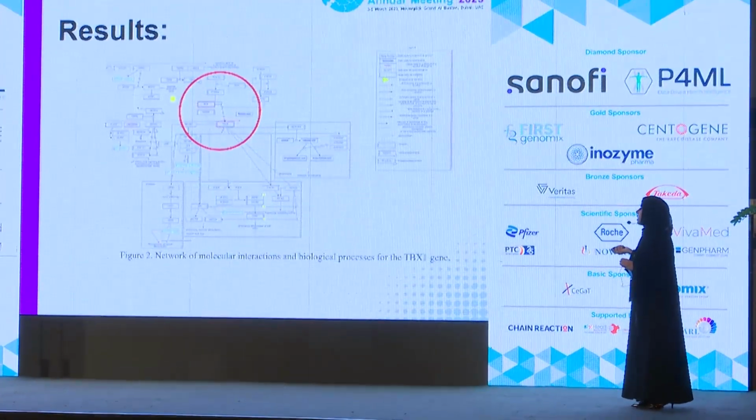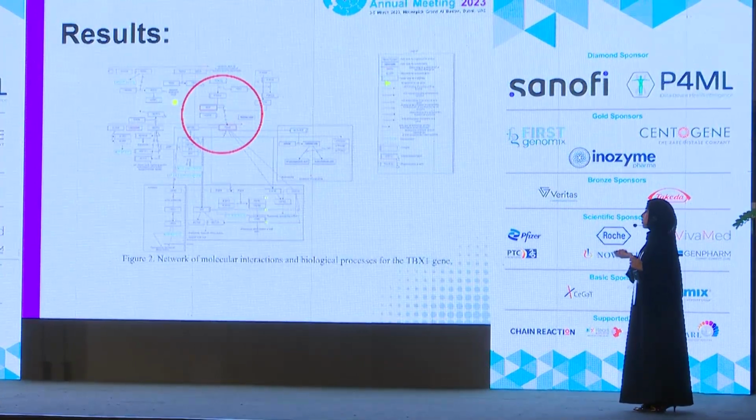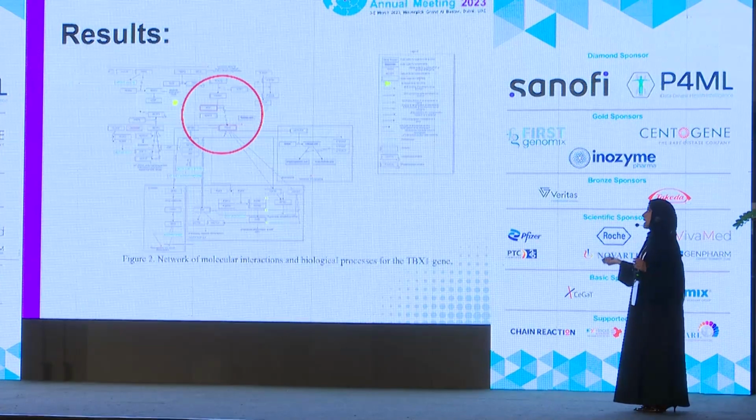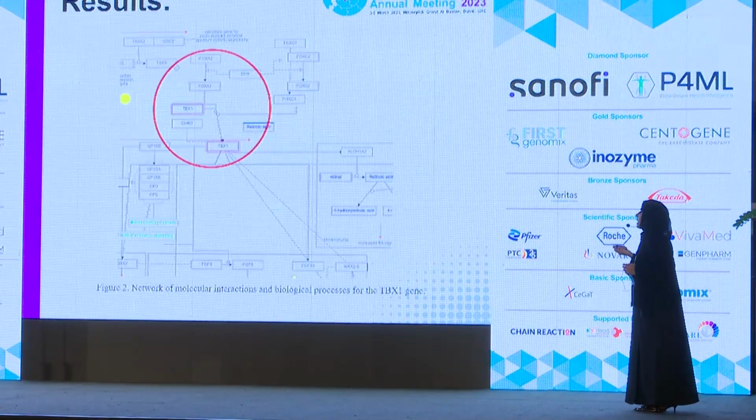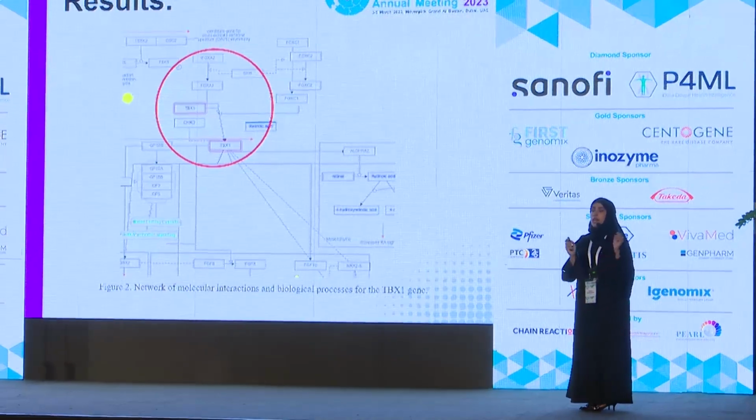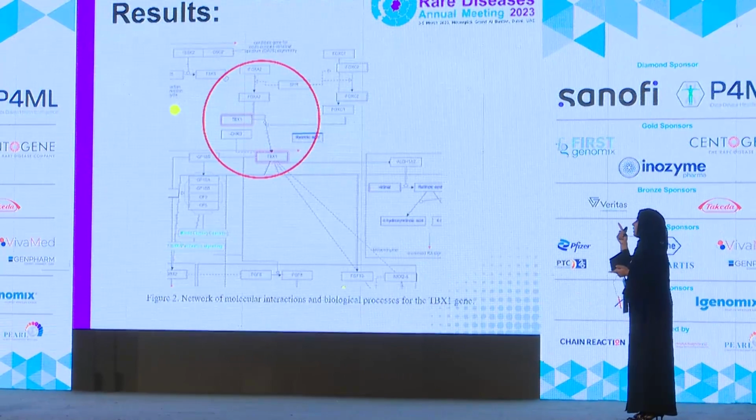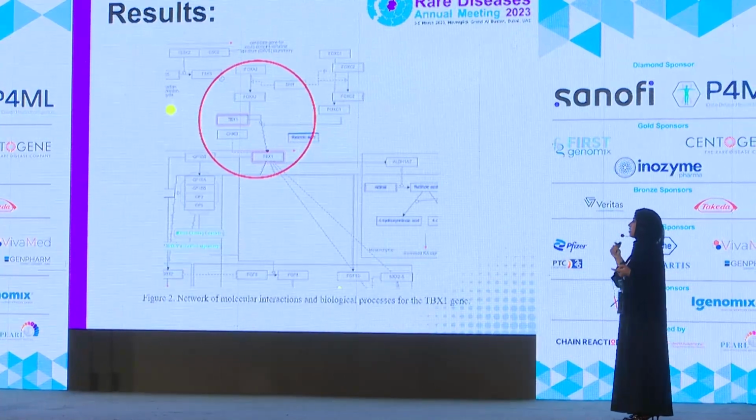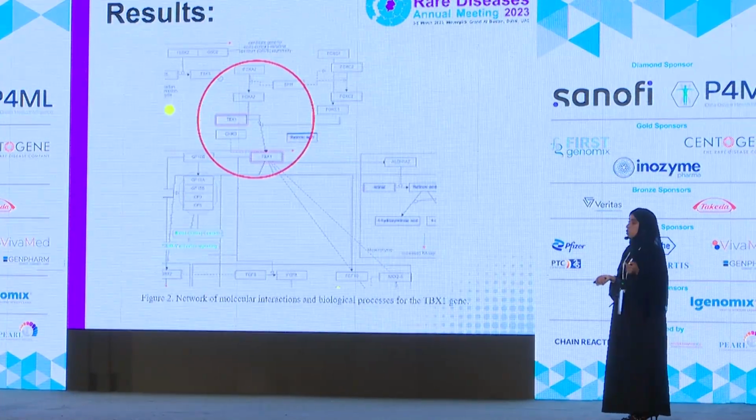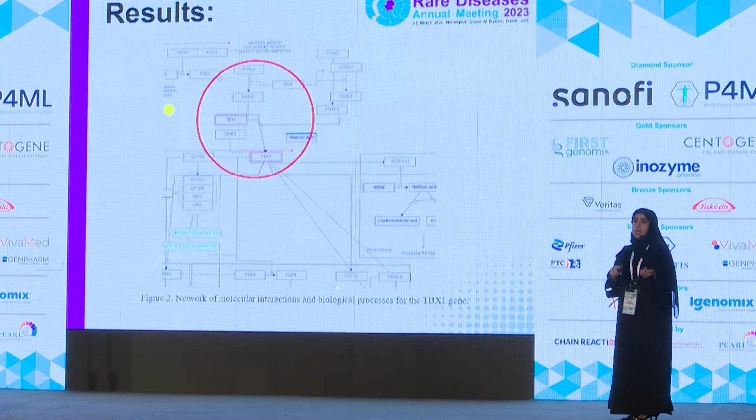And also the network of molecular interactions and biological processes for the TBX1 gene shows, okay, here it's clear, that there is a direct link between the TBX1 gene and the FOX family genes, and FOX family genes also affect the development of the tissues.